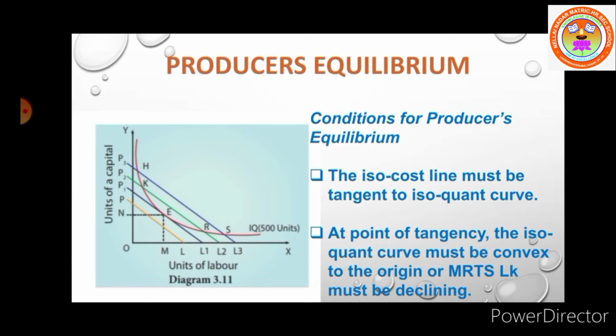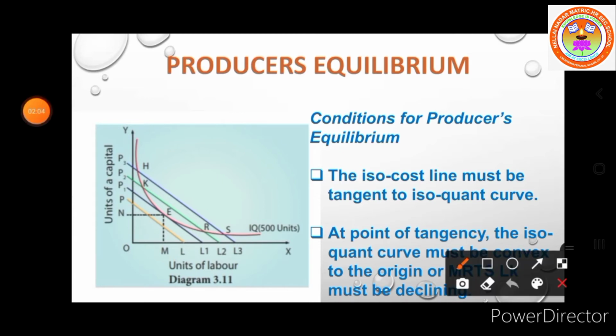Diagrammatic explanation. The X-axis measures units of labor, the Y-axis units of capital. When the outlay and prices of the two factors, labor and capital, are given, the producer attains equilibrium. The least cost combination of factors is attained by the firm. The ISO cost line is tangent to the ISO product curve. That is the least cost combination.